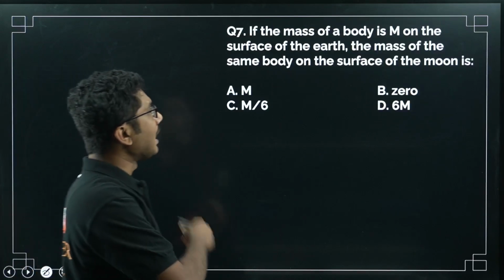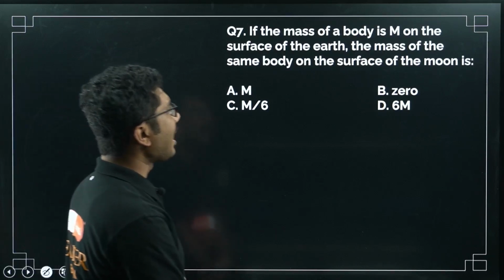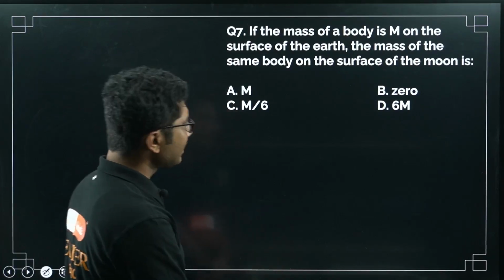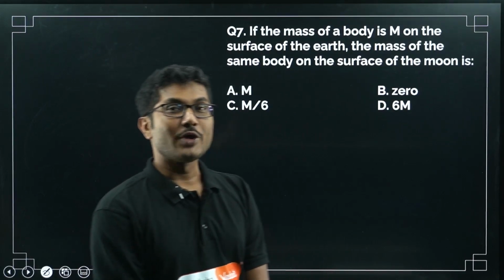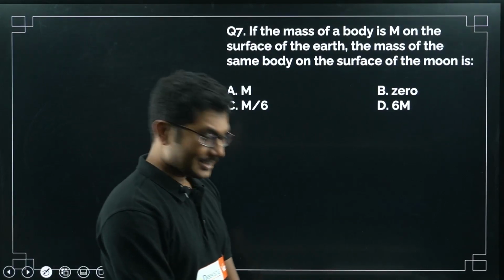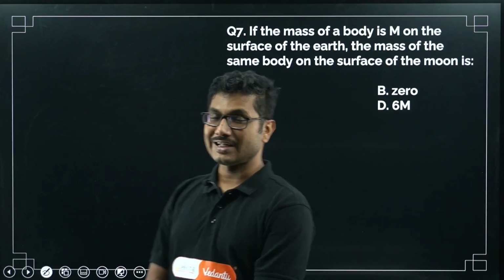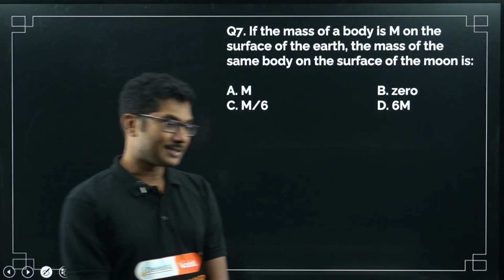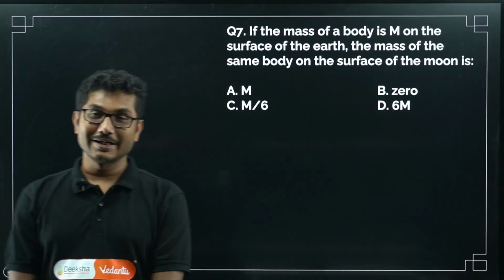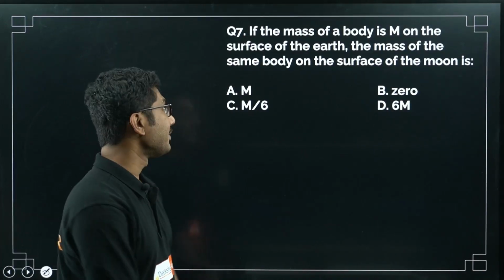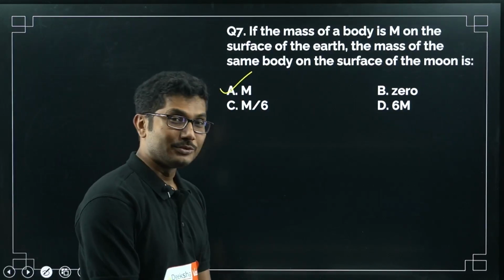Okay, the mass of a body is m on the surface of the Earth. The mass of the same body on the surface of the moon is m by 6. Those who have written m by 6, I just want to tell you that you are all wrong, because mass does not change wherever you go. Mass is constant, only weight is changing, because weight is related to gravity, mass is not related to gravity. So mass will remain constant and it will be m on the surface of the moon as well.